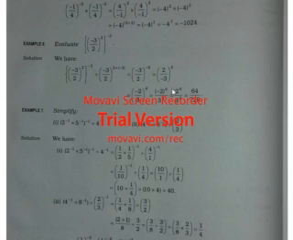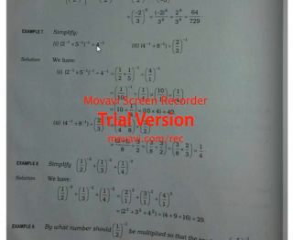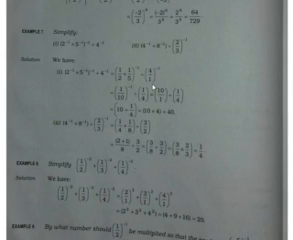Okay, now here is example number 7. As you can see, simplify it. What is written over here is 2 raised to the power minus 1 into 5 raised to the power minus 1, the whole raised to the power minus 1, divided by 4 raised to the power minus 1. That is, 2 raised to the power minus 1 is 1 by 2, into 5 raised to the power minus 1 is 1 by 5, the whole raised to the power minus 1, divided by 4 by 1 raised to the power minus 1.